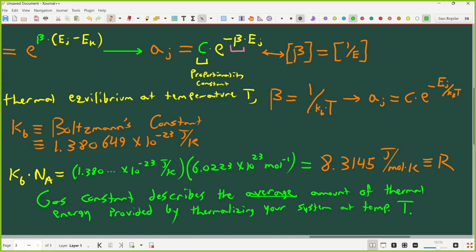This number is now defined exactly. It has no uncertainty to it. It's an exact constant, just like the speed of light. It's one of the fundamental constants of the universe. It's the definition, if you will, of temperature as an energy source. It tells you exactly how much energy is provided by a thermal bath at a given temperature, and it's contributed on a per molecule basis. Each molecule or each mole gets exactly 8.3 joules per unit temperature.